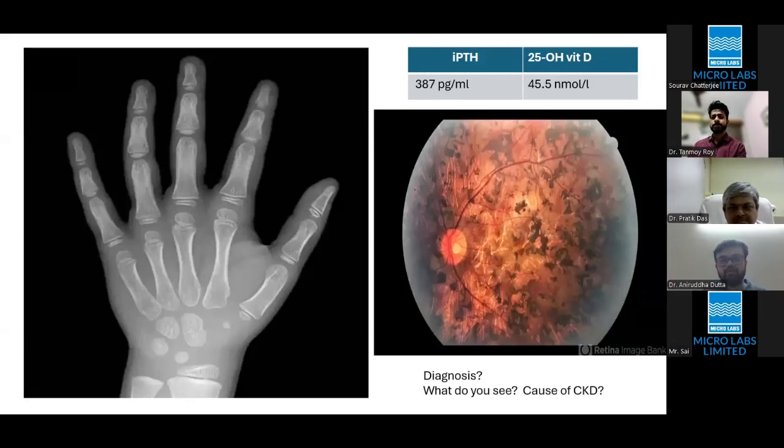And then comes the imaging. What are the imaging which I have shown? Identify and tell us. The left hand side is the X-ray of the palm, and the right hand side is a fundoscopy. It looks like the fundus is pigmented, likely retinitis pigmentosa.